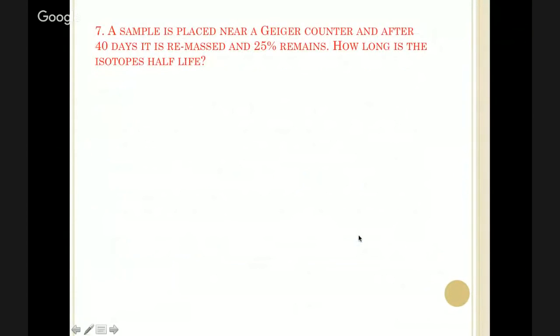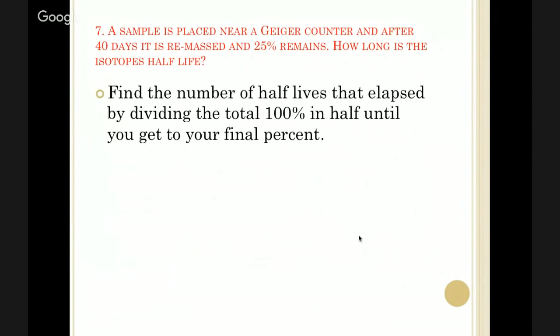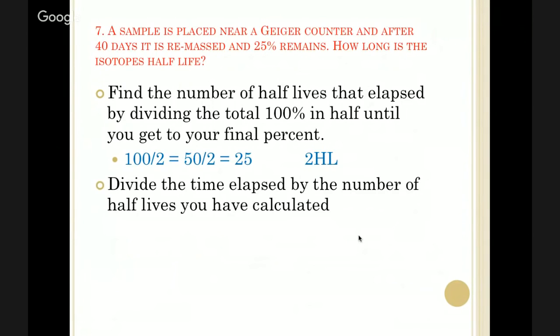One more type. A sample is placed near a Geiger counter, and after 40 days, it's remassed and 25% remains. How long is the isotope's half-life? So this is a similar case. We always start with 100%, and we half it till we get to the amount. So half of 100 is 50, and half of that is 25%. We went through 2 half-lives, and divide the time by those 2 half-lives. So 40 days for 2 half-lives is 20 days per half-life.